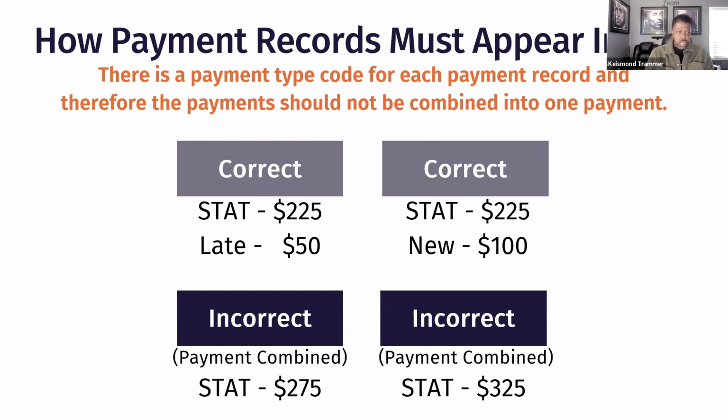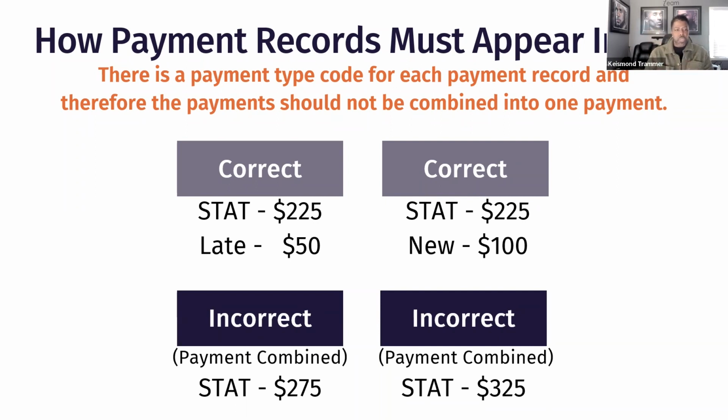So the correct way would be, if you're uploading dues and the late fee to C.A.R., you just want to make sure that you have a payment type code for the $225, which is STAT. And you also want to make sure you have a payment type code for the late fee of $50, which is LATE. The incorrect way to do it would be to combine both and upload the payment of $275 under STAT, meaning you're combining the late fee and C.A.R. dues payment. In this case, our system would reject it because we're looking for a specific payment amount for each month for your members.